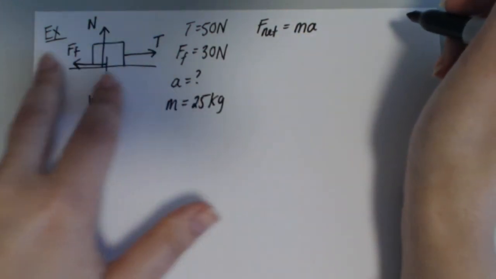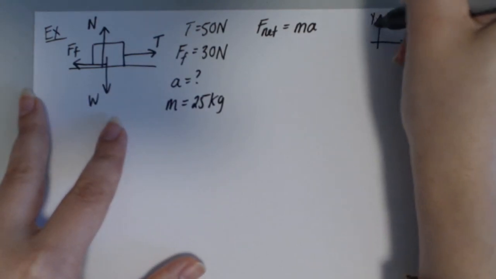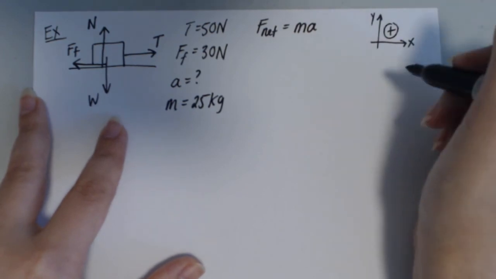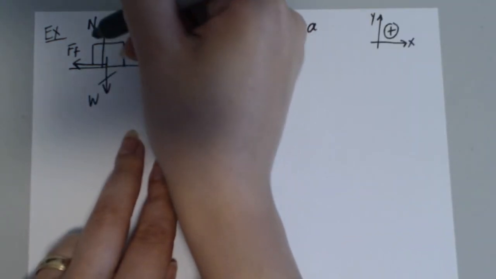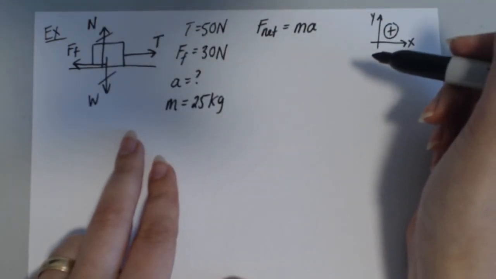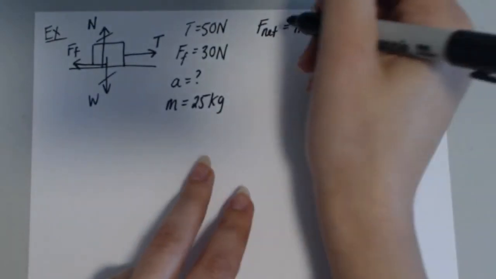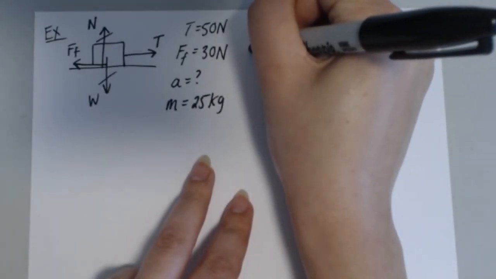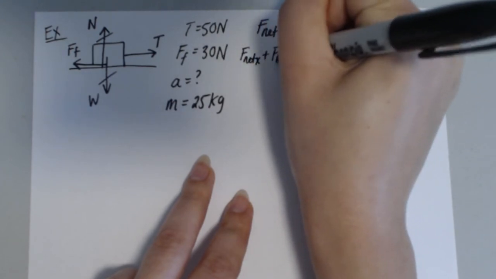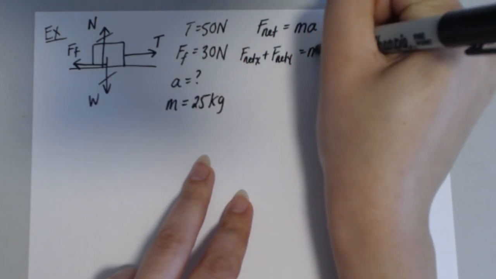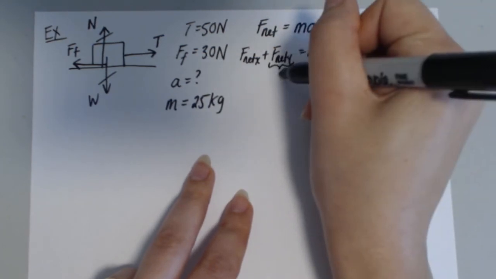Since we're dealing with the x and y directions here, I'm going to define my positive x and y directions, so up and to the right. In the y direction, the normal force and the weight balance each other. That's not always the case, but it is in this case. So I know that my net force is comprised of forces in the x direction, F net x, and forces in the y direction, F net y. I know that my forces in the y direction balance to 0.